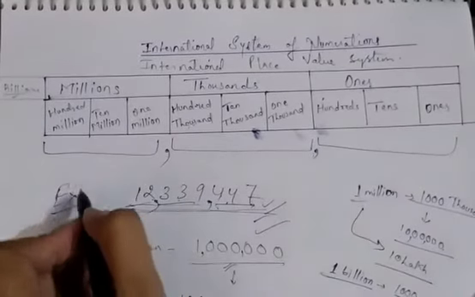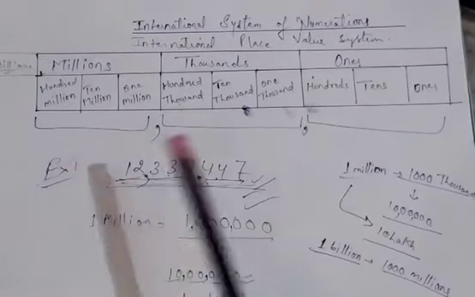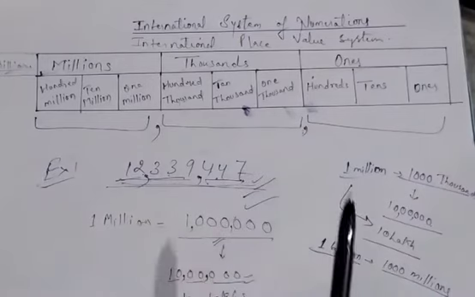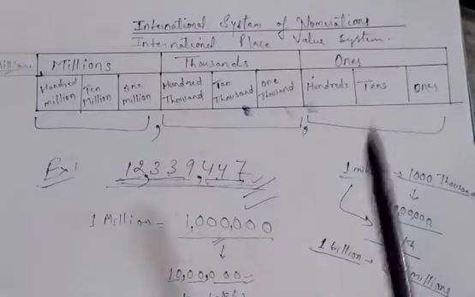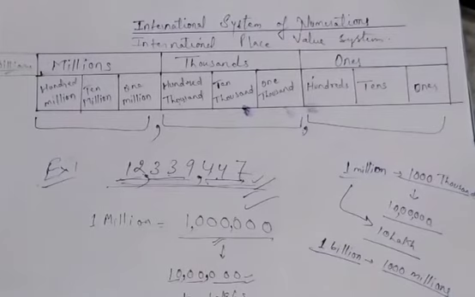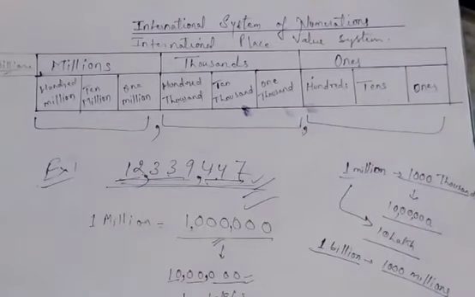I have written example number 1 over here. In example number 1, there is 1 2 3 3 9 4 4 7. I need to write it according to the international system of numeration. As you know, in the international place value system, the comma comes before every three digits from the last, not three digits and then two digits, because that is the Indian place value system.